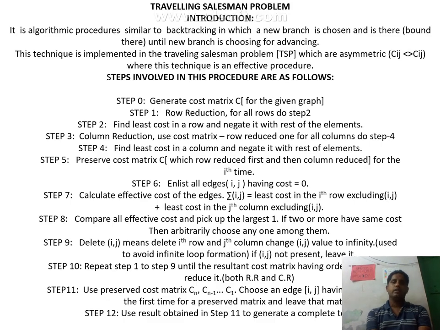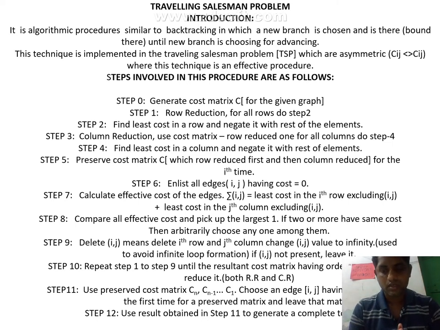Next is the traveling salesman problem using the branch and bound technique. So what is the traveling salesperson problem? Whenever he wants to start from the source, he wants to return to the same source, with the least cost. See, it is an algorithmic procedure similar to backtracking, in which a new branch is chosen for advancing. This technique is implemented in the traveling salesman problem, which is asymmetric, that is, Cij is not equal to Cji, where this technique is added to the procedure.